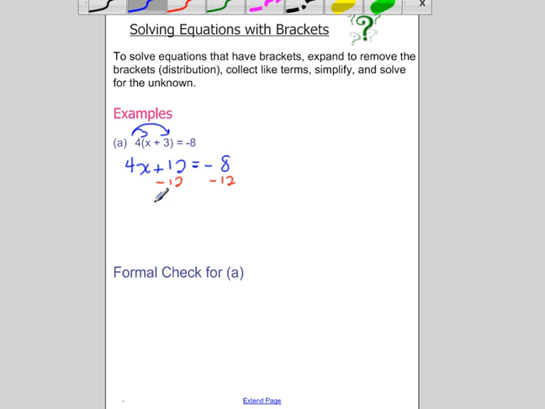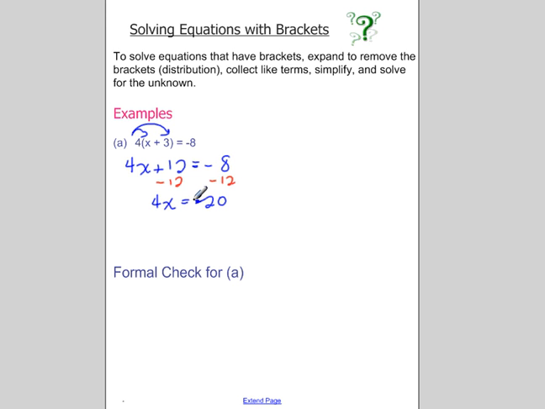So the left-hand side simplifies to 4x, the right-hand side simplifies to negative 20, and then you're going to divide both sides by 4, and you'll be left with x equals negative 5. And that's your answer. To check your answer, you can do a formal check.